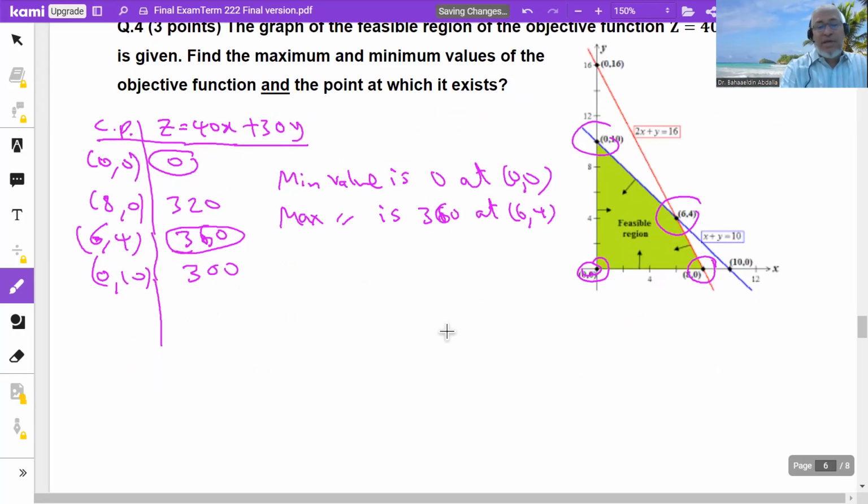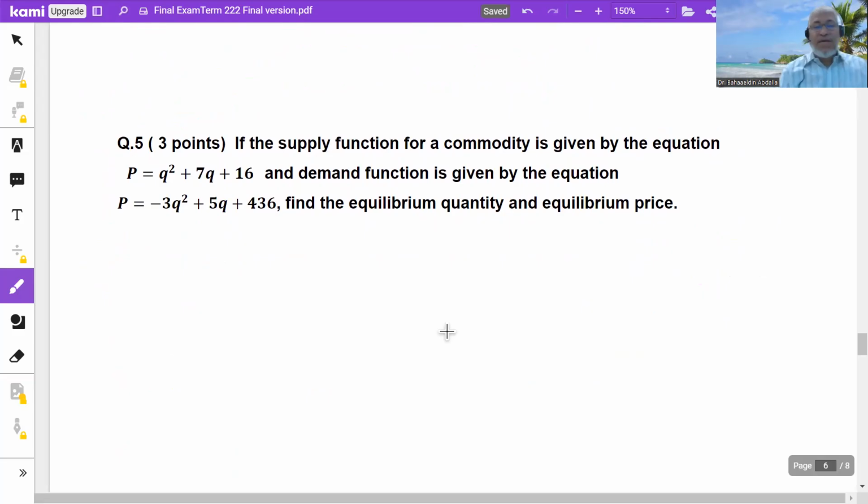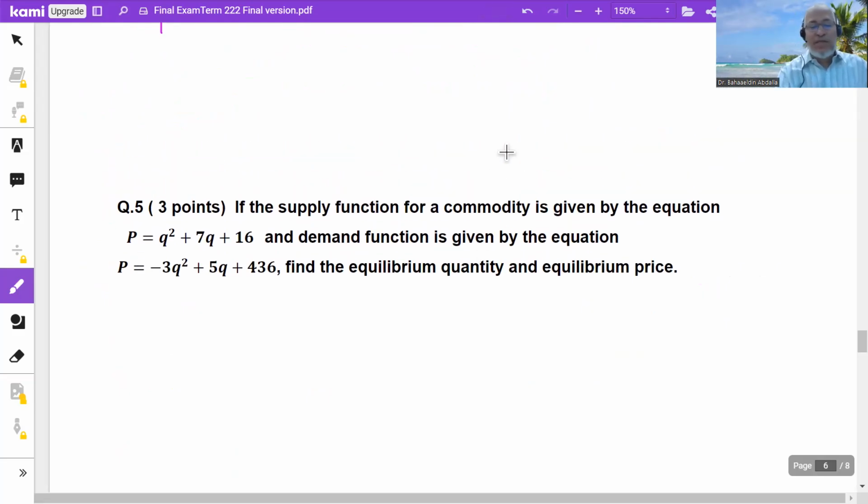So that's the answer. If the supply function for a commodity is given by this equation, so this is the supply, and demand function, so this is the demand, find the equilibrium quantity and the equilibrium price. Well, equilibrium means supply equals demand.